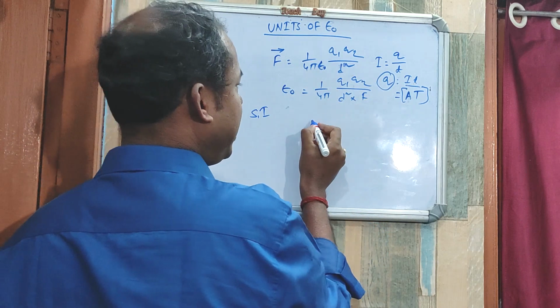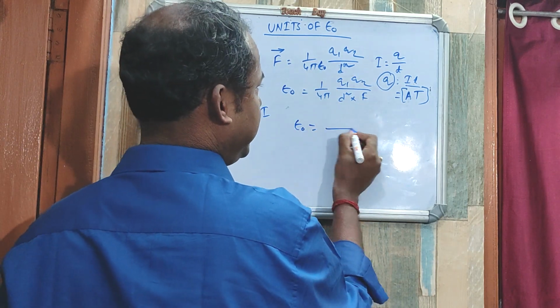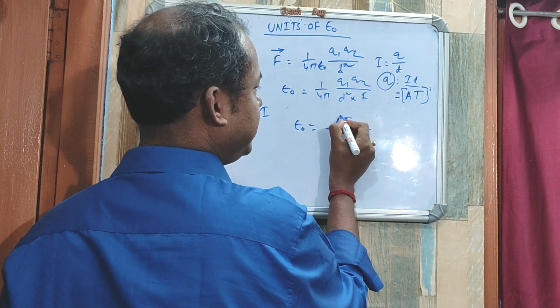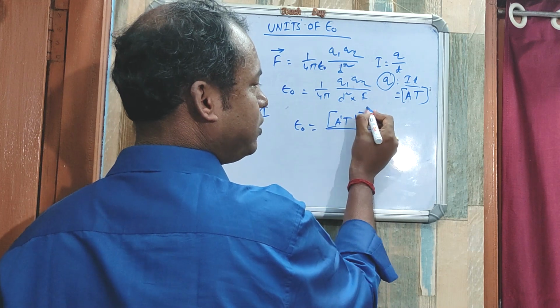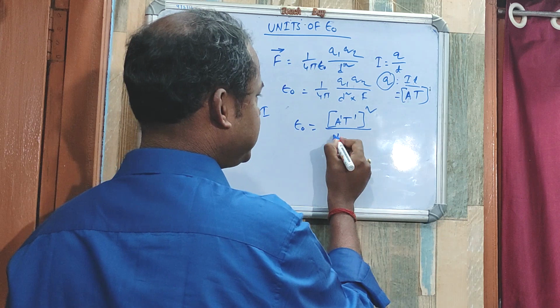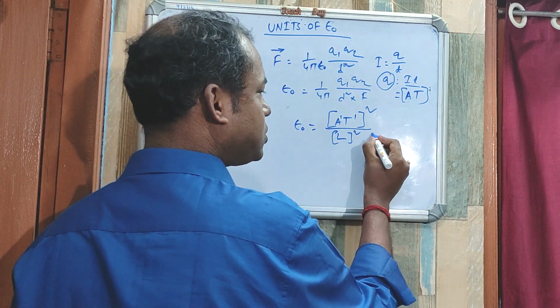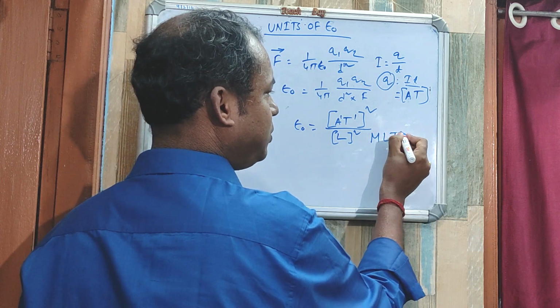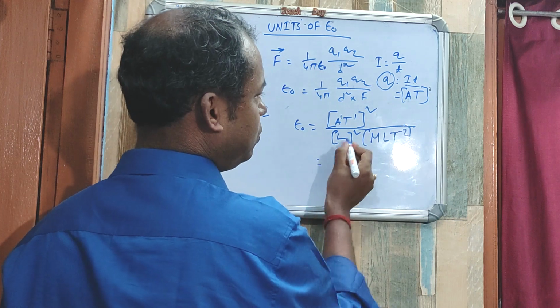So we write here the dimension of epsilon naught. It equals A1 T1, both to the power 1, for Q1 into Q2, so we write it squared. Now d square, where d is the length, so we write L square. And the other one is the force, which is M L T to the power minus 2.